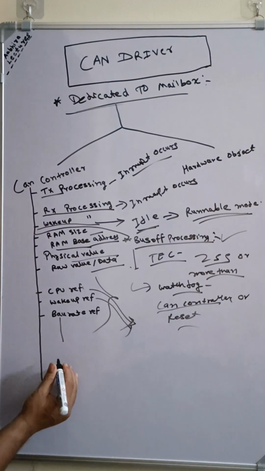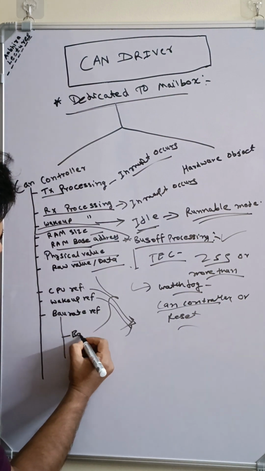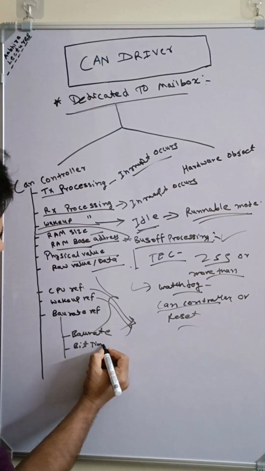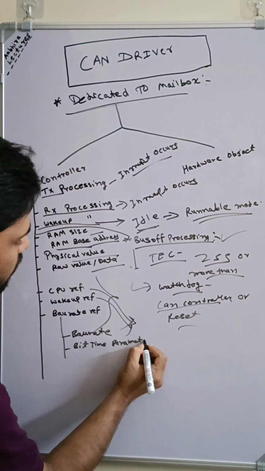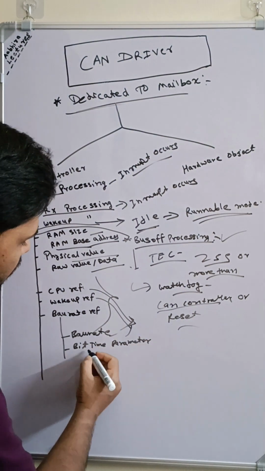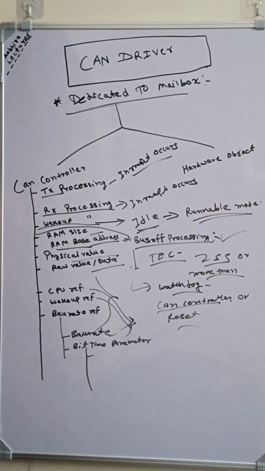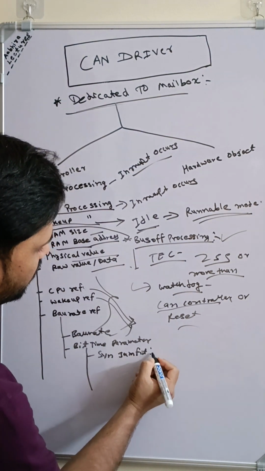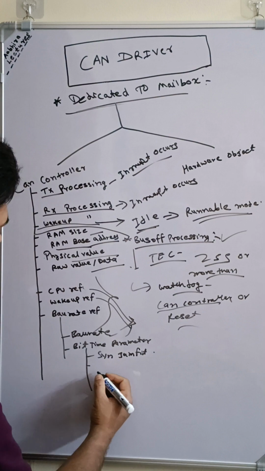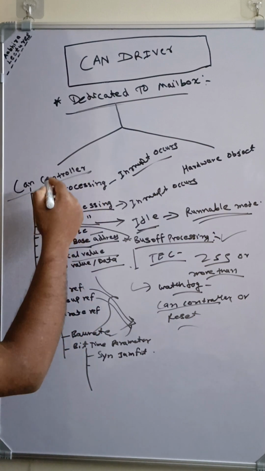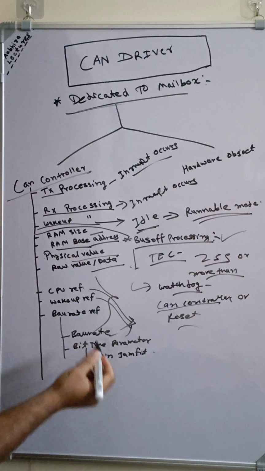In baud rate reference we have to configure two things: baud rate and bit timing parameter. In the bit timing parameter we have to configure some parameters also. Here is the synchronization jump fit. I am writing this so that we can easily remember which controller, what parameter or input we have to configure, and inside that what we have to configure.